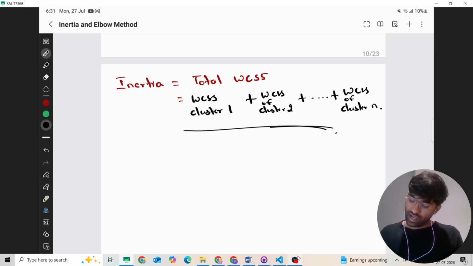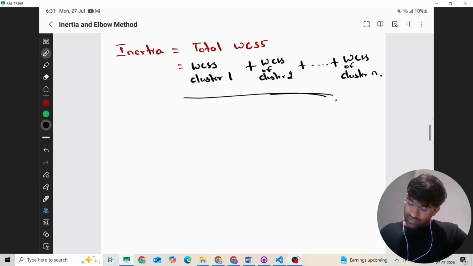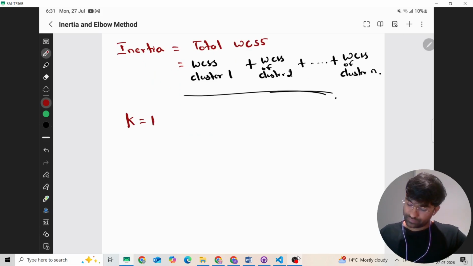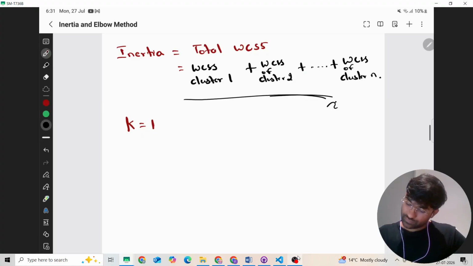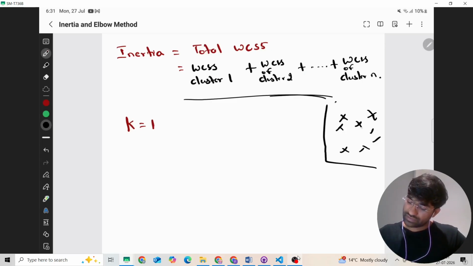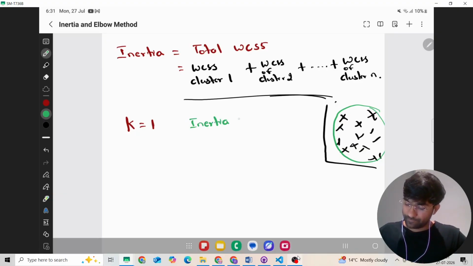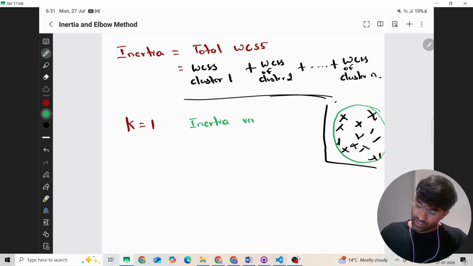And we have to observe a point here. If there is only one cluster, that is k is equal to 1, and we have this data set, these are our data points, and we have only one cluster, then obviously inertia is very high.